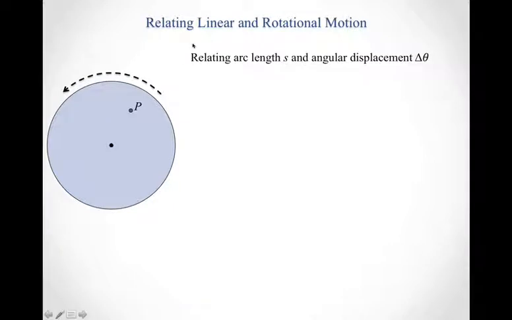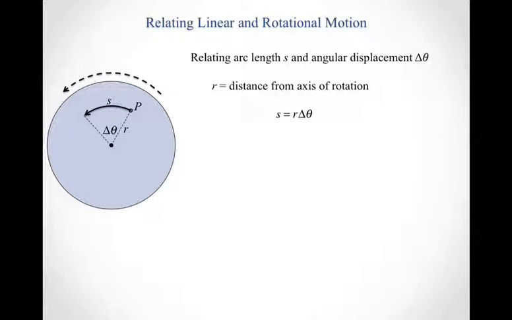The first thing we're going to do is relate the arc length S and the angular displacement delta theta. The arc length is just the distance along the circle that point P moves as the wheel rotates through some angle. If little r is our distance from the axis of rotation, and again, that's not the radius of the wheel, it's just the distance from the center of the wheel to where point P is, then the arc length relates to the angle the wheel has rotated through by S equals r times the angular displacement.